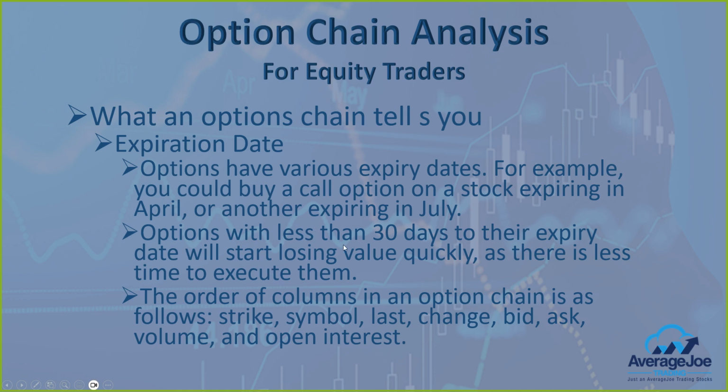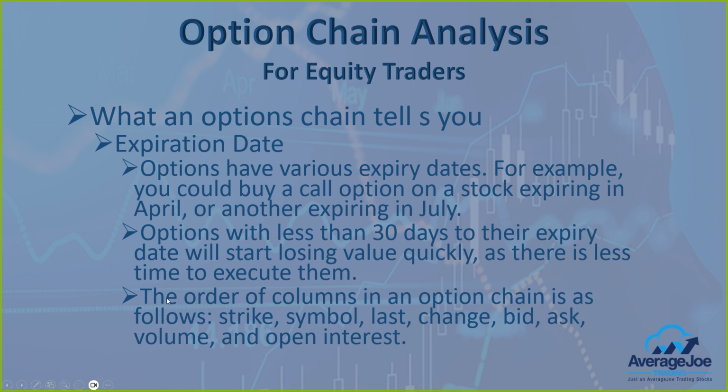Okay, options with less than 30 days to their expiration date will start losing value quickly as there's less time to execute them. So the ones that are expiring, weeklies, I'm looking at them to hit these big targets earlier in the week versus later in the week, because you can make more money on it. Okay, that's basically how I'm looking at it. So I'm looking at it moving to these prices relatively quickly, versus taking a long time to get there.